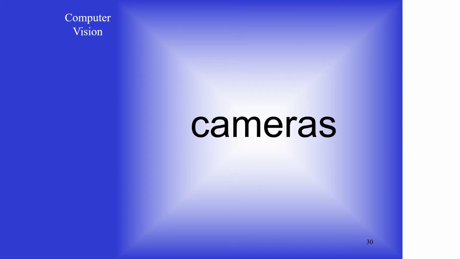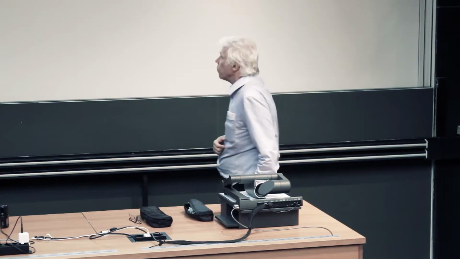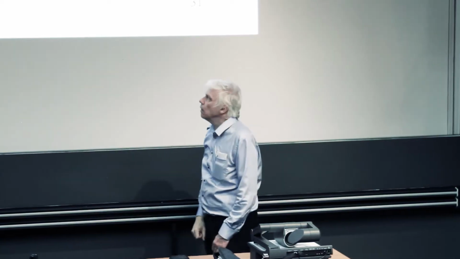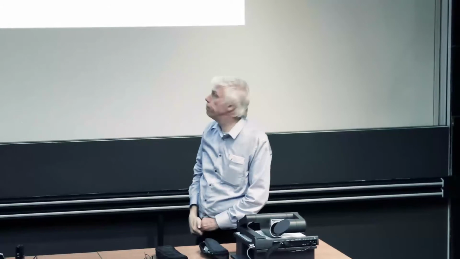Okay, that brings us to the second part, the cameras. And we will follow what is called the pinhole model. Now, you have to imagine a box, this cube drawn on the right hand side, with a small hole on the left. And then you have the outside world. So rays would come in and through that small hole form an image at the back of the cube. It will be reversed, but if the hole is small enough, it will be sharp.